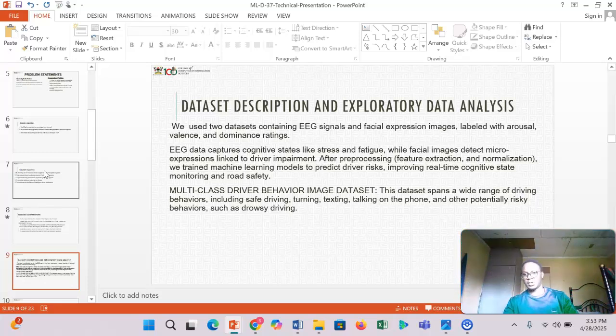So, as my colleague talked about, we are going to be working with multimodeling. We are doing two datasets for two different kinds of data: we have the EEG dataset and we have the image dataset. To start with, I'll talk about the EEG dataset.